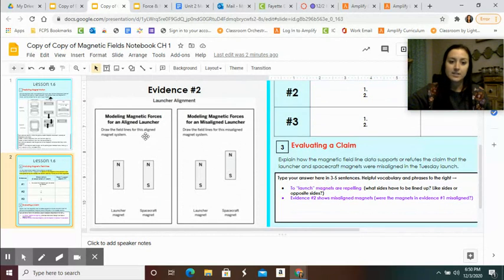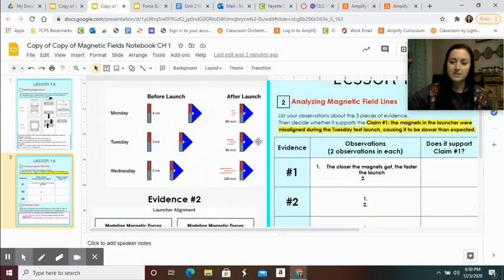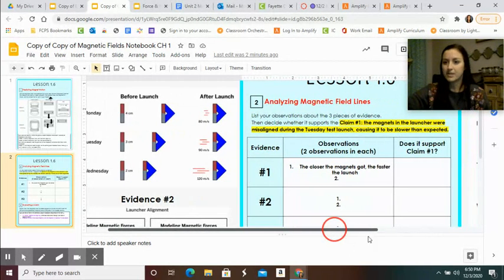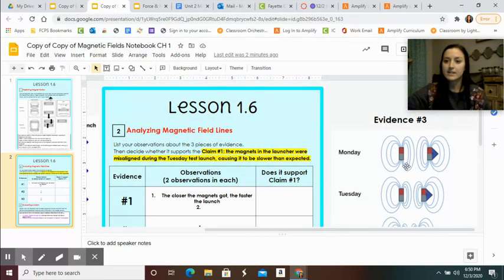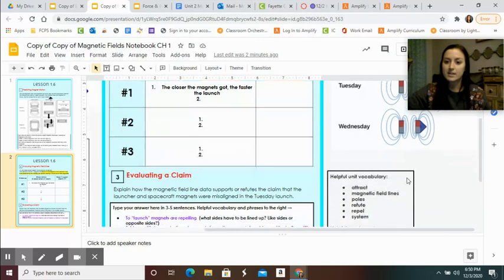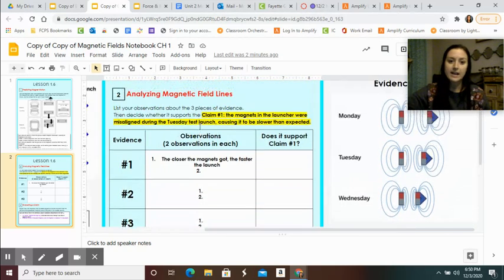And then evidence 2, this is an aligned launcher, what it should look like. And then this is a misaligned launcher. So you can use this evidence to go back up here and say, are any of those misaligned? Are they lined up? And what you think. And then if you look over here, evidence 3, these are magnetic field lines, and you can look and see those. And so what I asked you to do is make 2 observations on each of the pieces of evidence. And I gave an example.